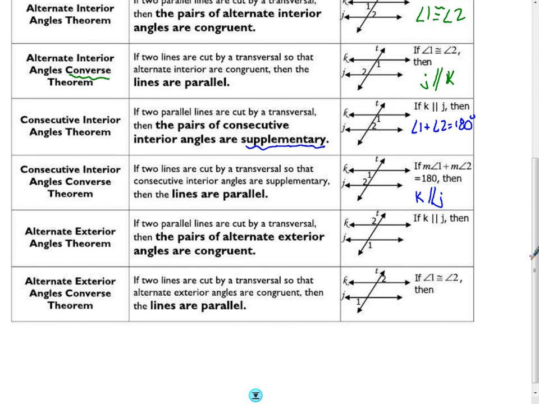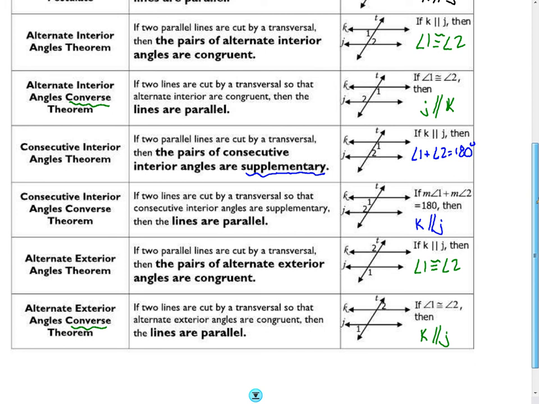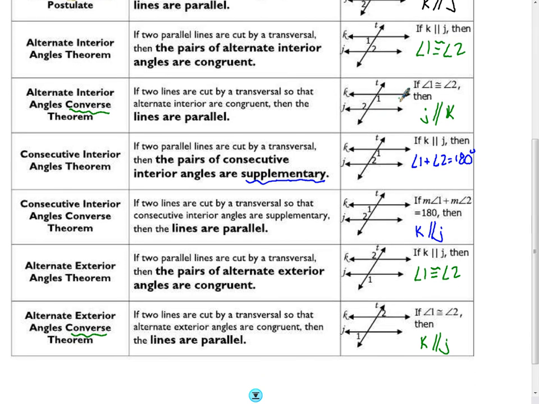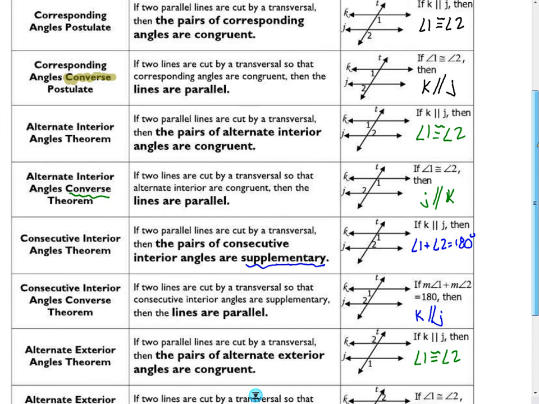The last relationship we're going to cover here is the alternate exterior angle theorem, which says if the two lines cut by a transversal are parallel, then the angles they form at angle 1 and angle 2 have to be congruent. The converse means I'm going to flip it, so if angles 1 and 2 are congruent and they're alternate exterior angles, then I know that line K is parallel to line J. That's a quick outline of all of our angle relationships, and remember, they are all defined using our squiggle squiggle dot method.